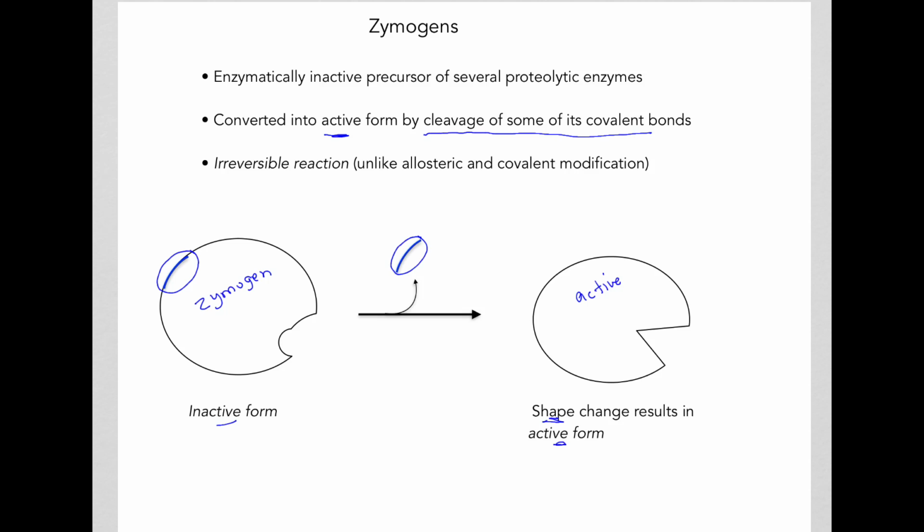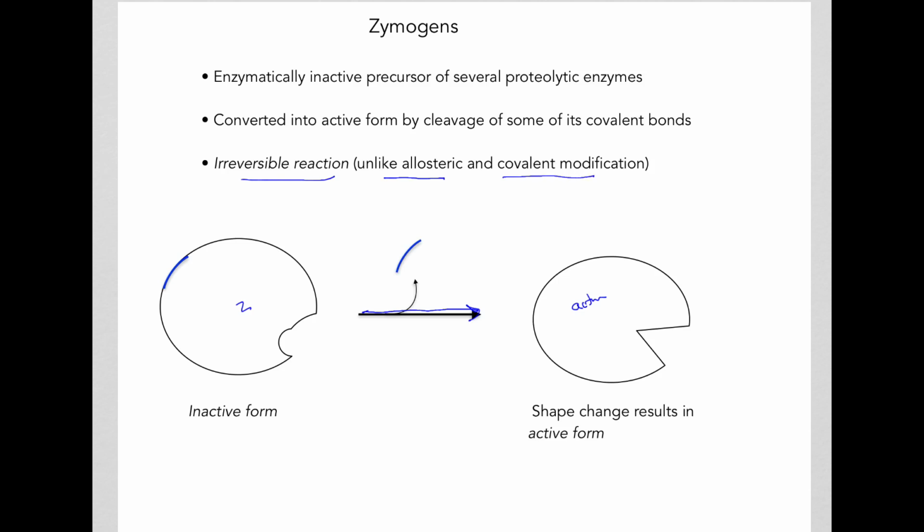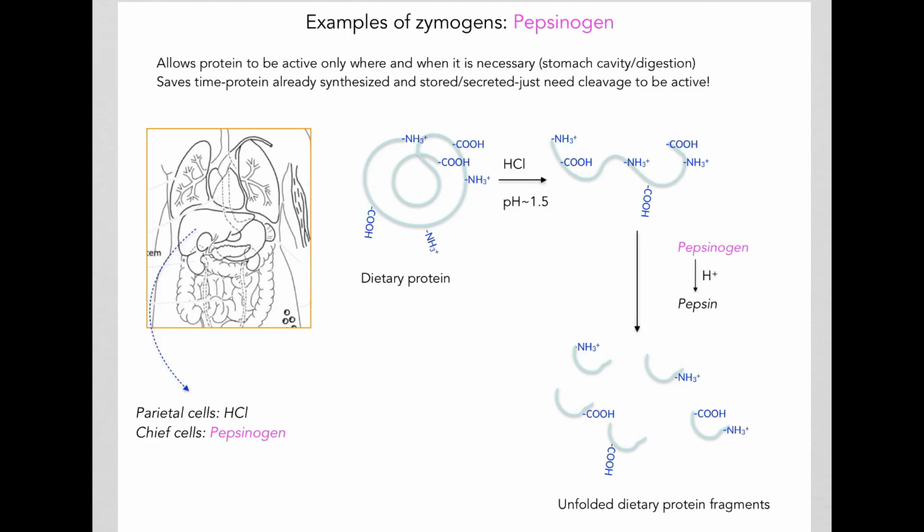active enzyme. Now it's important to note that the conversion of a zymogen into an active enzyme only goes in one direction. It's irreversible, and unlike allosteric and covalent modification, the active enzyme cannot be converted back into the other form, in this case the zymogen form. Let's look at some examples of zymogens to explain this concept.